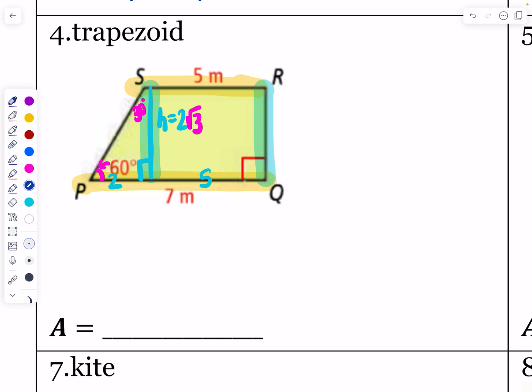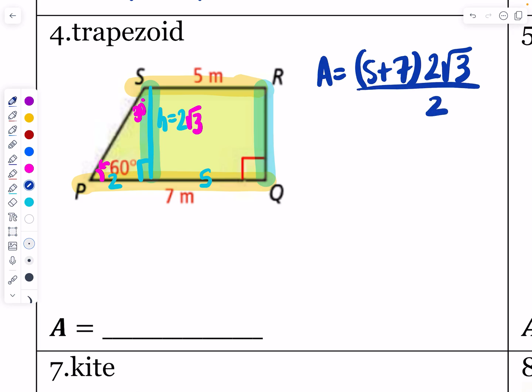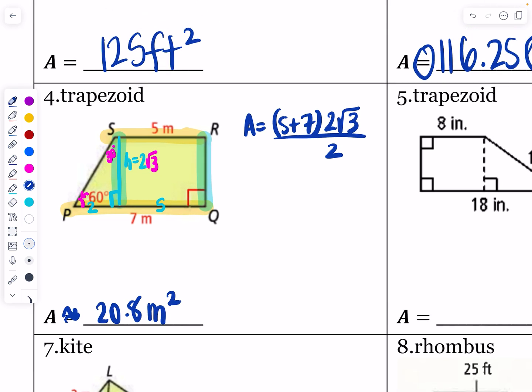So now when we go to plug this information into the formula, area equals base 1, 5, plus base 2, 7, times the height, which is going to be 2 root 3, divided by 2. So you're going to type in 5 plus 7, that's 12, times 2, times the square root of 3. That gives me 41.569. It keeps going. We're going to divide by 2 and round at the very, very end. The area of this shape is going to be approximately 20.8 meters squared. So we had to find the height using that 30, 60, 90 triangle that is a part of that trapezoid. Okay, and don't round it until the very, very end to keep our answers as precise as possible.